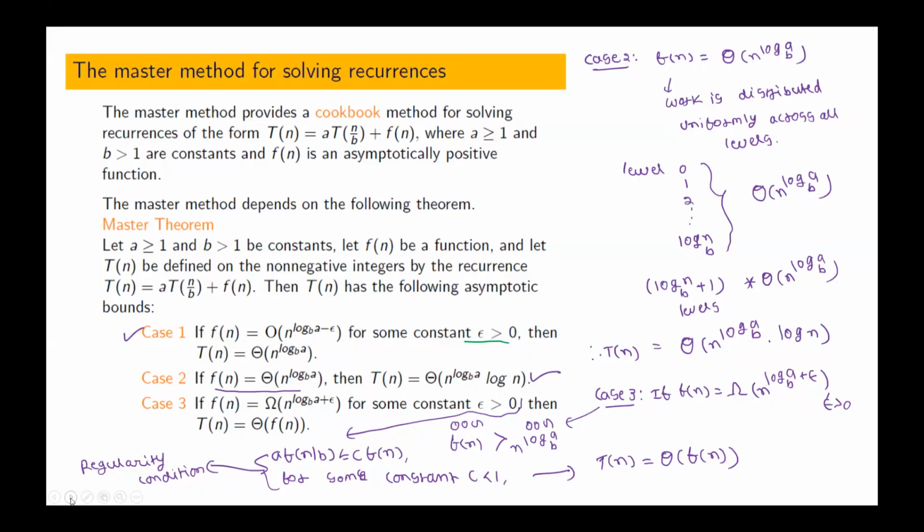Here, "for some constant epsilon" means we need to take some value for epsilon so that this condition is true. It's not that whatever value we take for epsilon, it should become true. At least there should be one value for epsilon, greater than 0, for which this condition is true. That is the meaning. It is "there exists", not "for all".